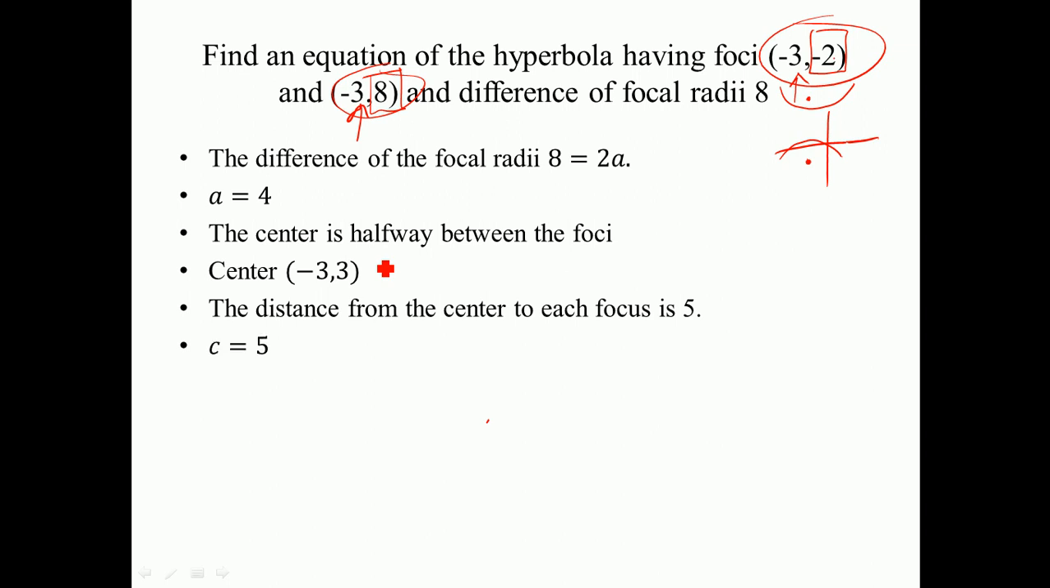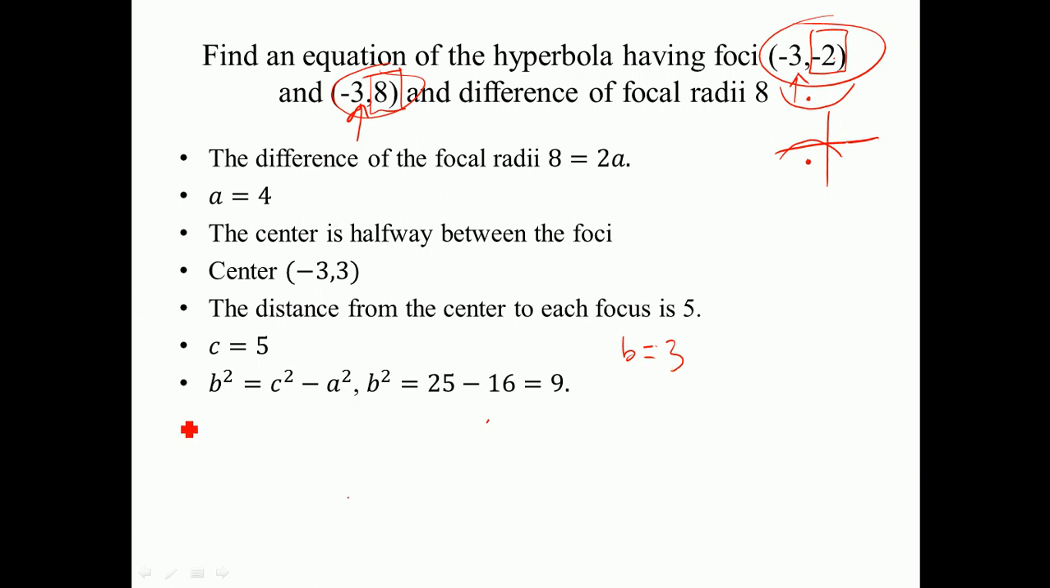After that, we know c. So now that we know a and c, we can find out what b is. Because b squared, in this case, since it's a hyperbola, is c squared minus a squared. From there, you get 25 minus 16, which is 9. So b squared is equal to 9, which means b equals 3. So we can actually generate our hyperbola.